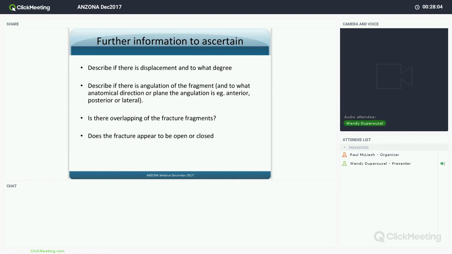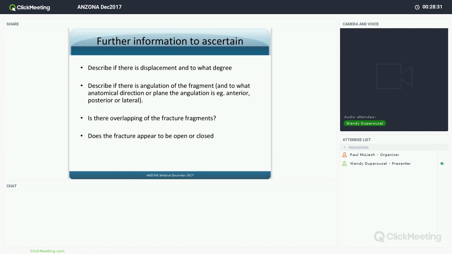Further information that you can then be looking for and describing is whether there's displacement of the fracture fragments. Are they sitting nicely and in really quite good alignment, although you can see a fracture line, or are they really quite badly displaced? And to what degree is that displacement? Is it an incomplete displacement, or is there complete displacement of the fracture fragments from each other?